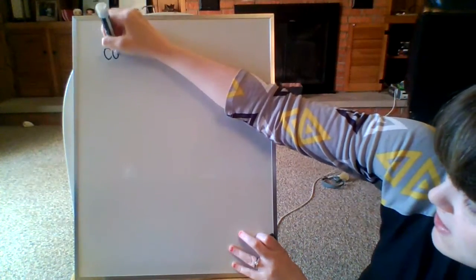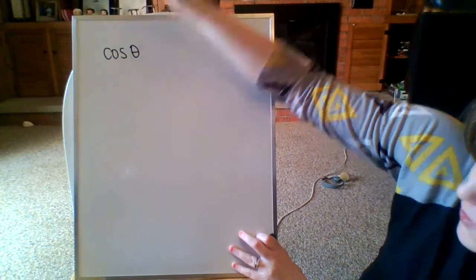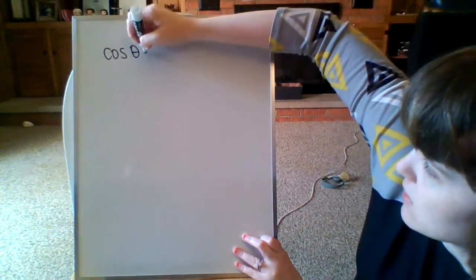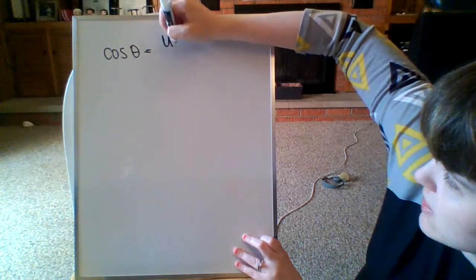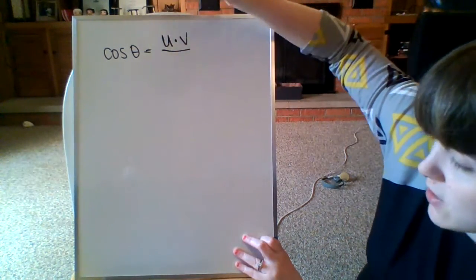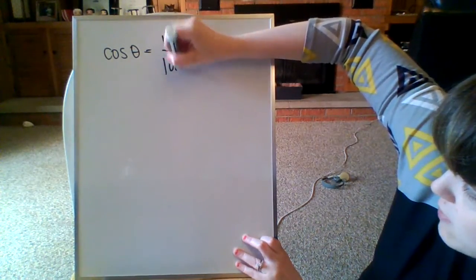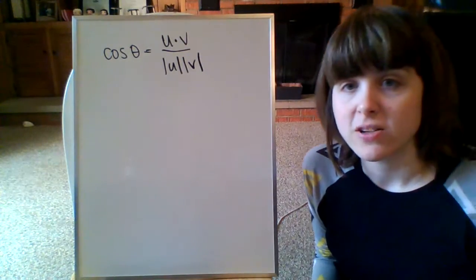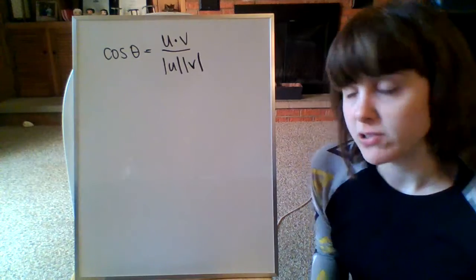So the angle between two vectors is going to be theta. Cosine theta equals the dot product of the two vectors over the magnitude of the first vector times the magnitude of the second vector. So let's review real quick how to find magnitude.